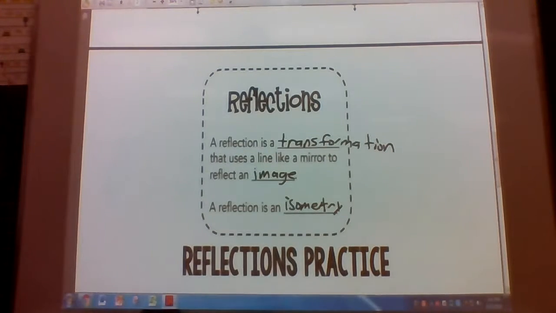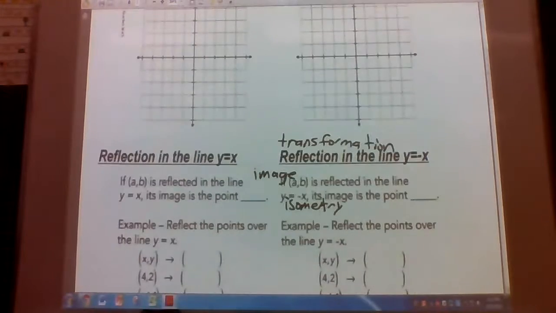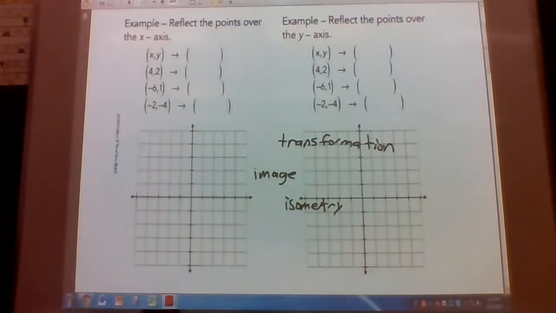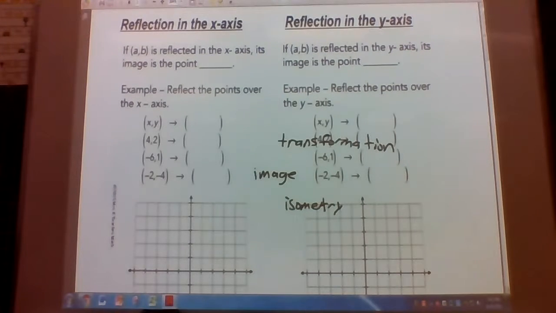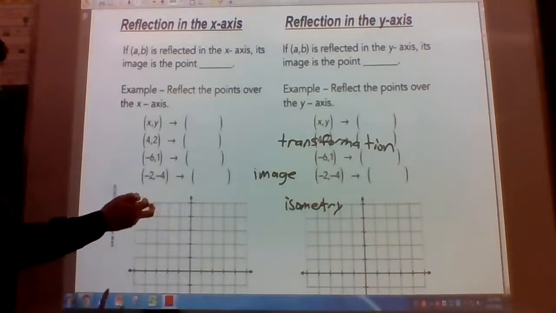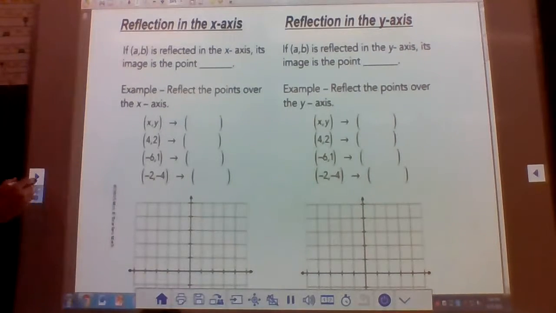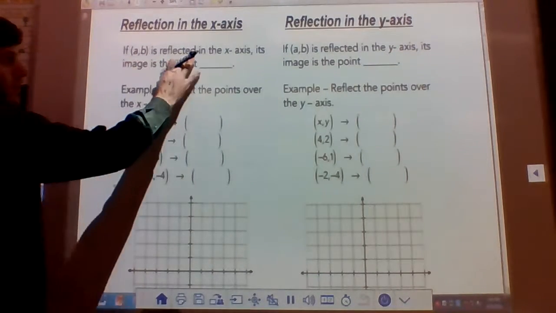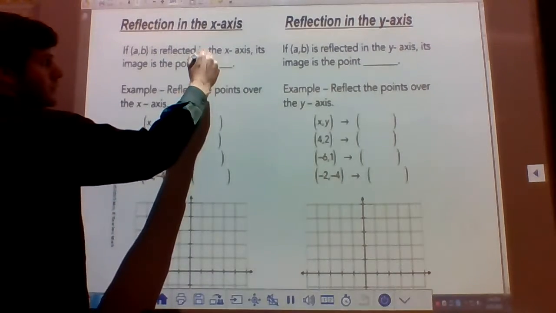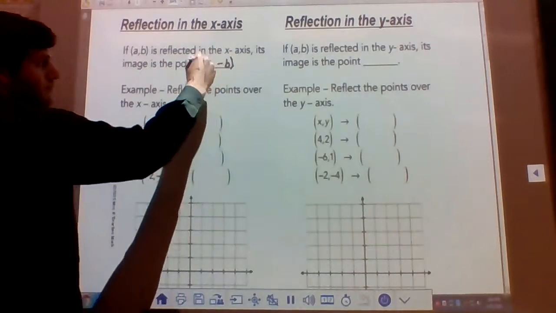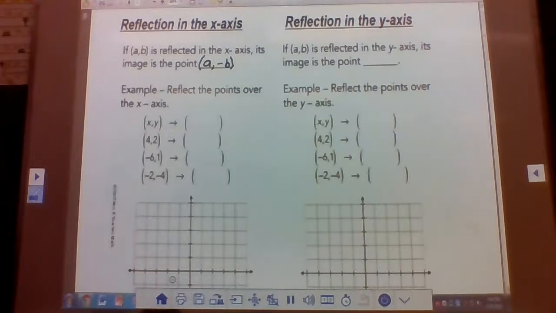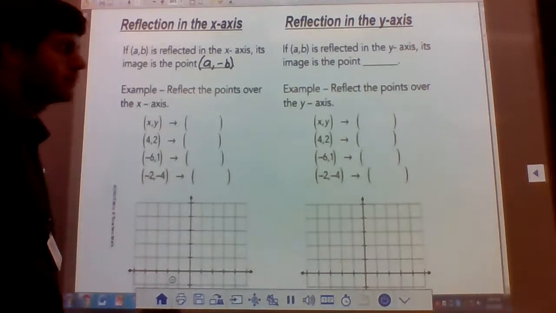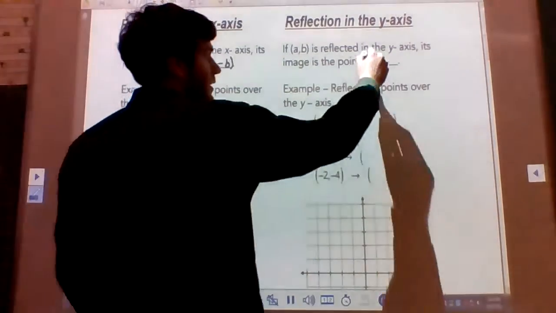All right, let's go to the first four. There are really five or six different categories, depending on how you classify them, but the four where we're actually going to have rules are all found here. So let's write the rules in first, and then we'll go through each one. If we're reflecting across the x-axis, if the point (A, B) is reflected in the x-axis, its image is the point (A, negative B). So (A, B) goes to (A, negative B). For the y-axis, if (A, B) is reflected in the y-axis, its image is the point (negative A, B).